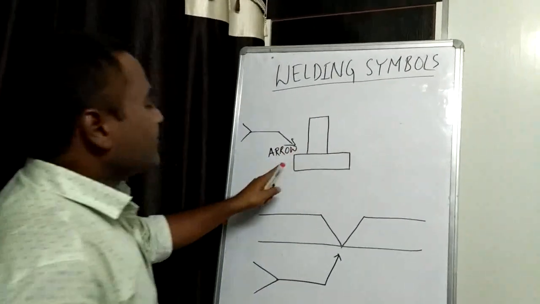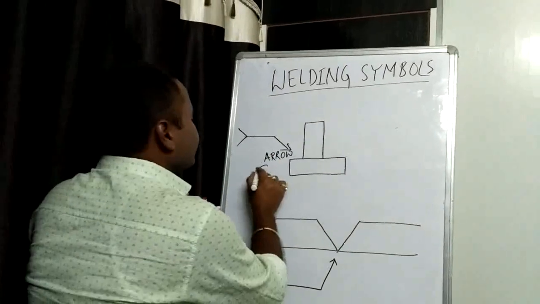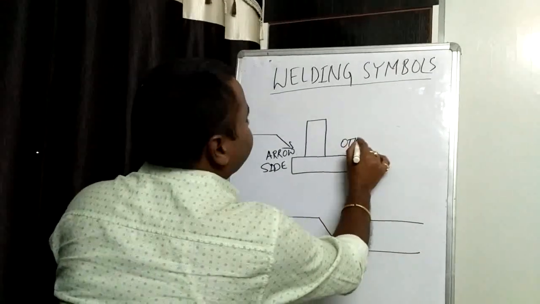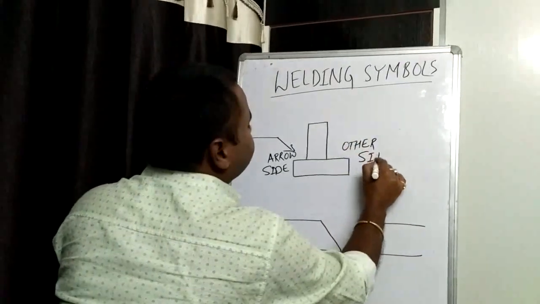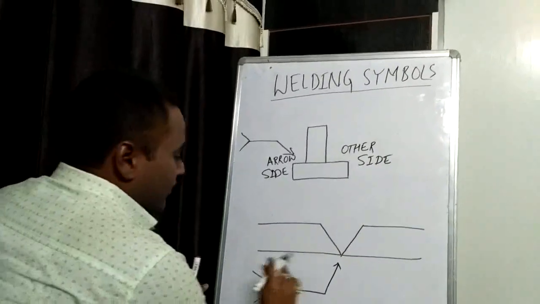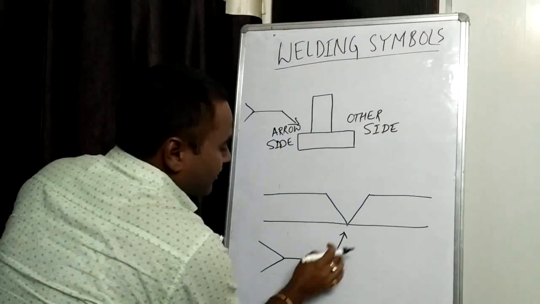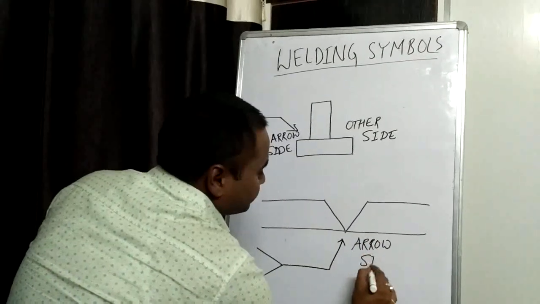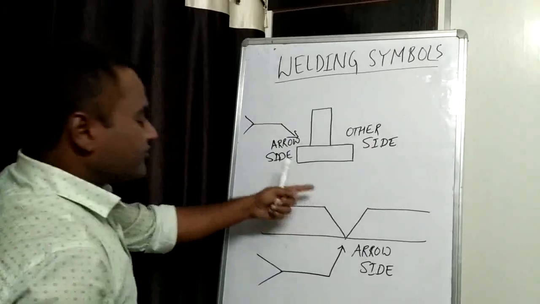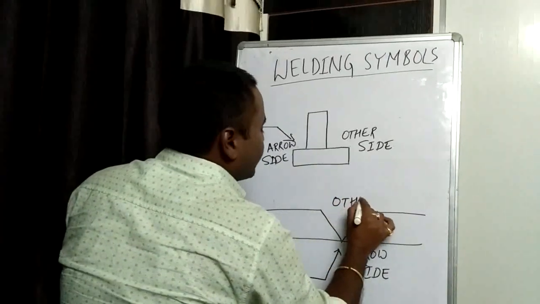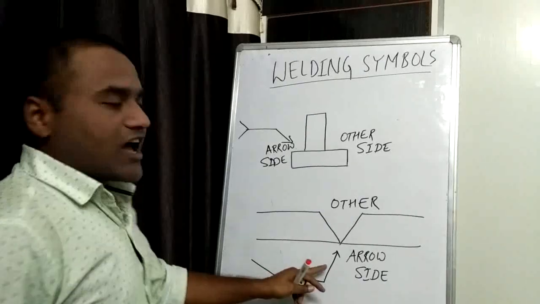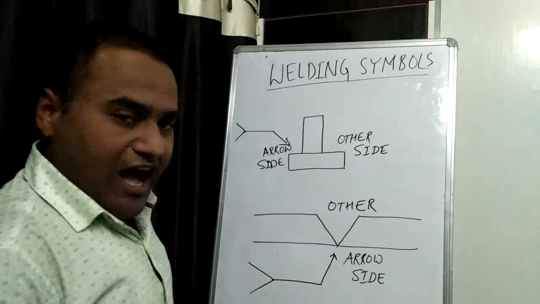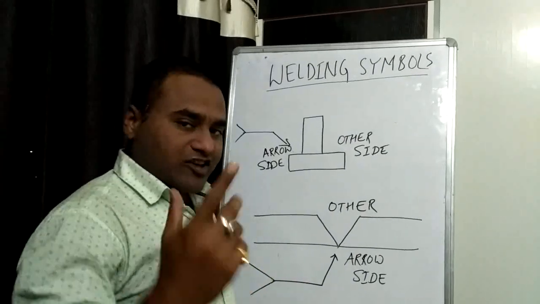So now our side has changed. This has become the arrow side, and this has become the other side. Similarly here also, now this has become the arrow side. Why? Because the arrow points on this side. So this has now become the arrow side, and the opposite side will be called the other side. So the arrow indicates the position, the sides. Arrow indicates the side. I hope this is clear to you. Now I'll explain reference line.